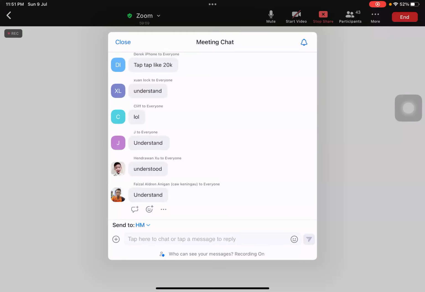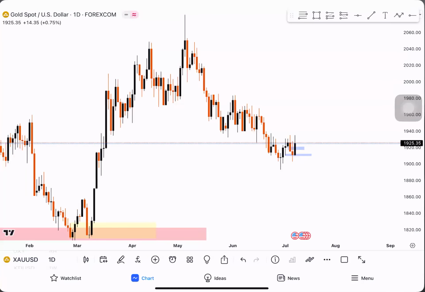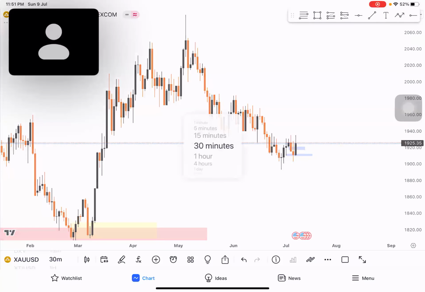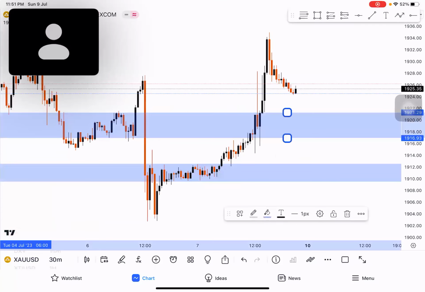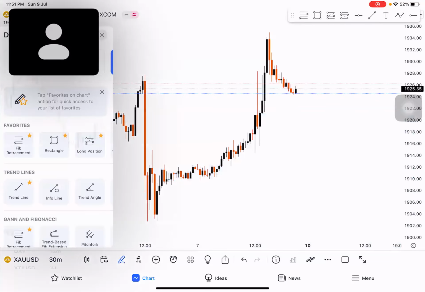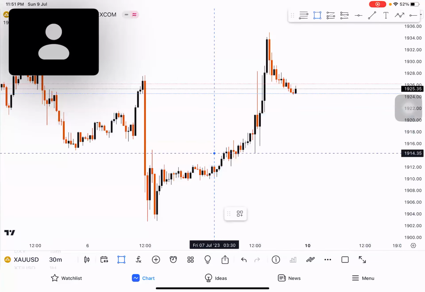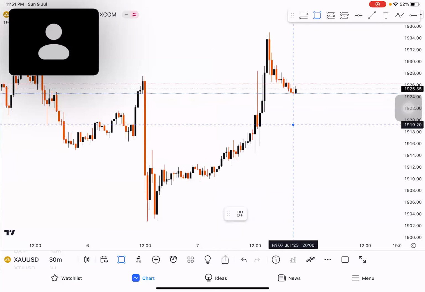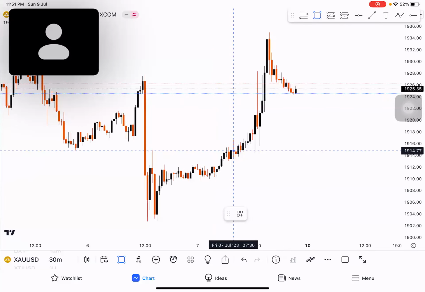M30 and M5: the zoning you use M30. You have to know the direction first, and then for zoning you choose M30, and for the confirmation you choose M5.